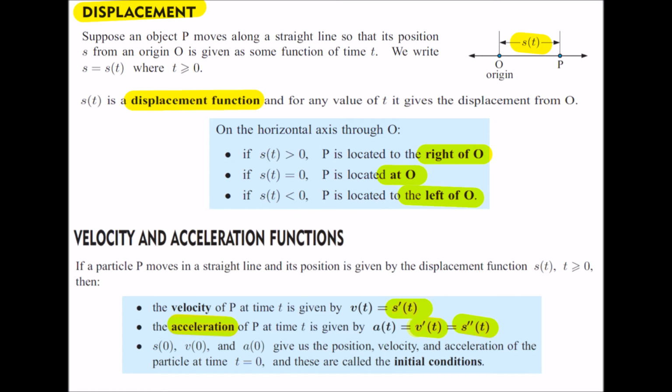So if we have s of t, which is the displacement function, and then we find v of t, the velocity function, and a of t, the acceleration function, and then we substitute t equals 0, so that we get s of 0, v of 0, and a of 0. These will give us the position, the velocity, and the acceleration of the object or of the particle at t equals 0. And we refer to these as the initial conditions, which are the conditions of the object at the start of the motion at t equals 0.